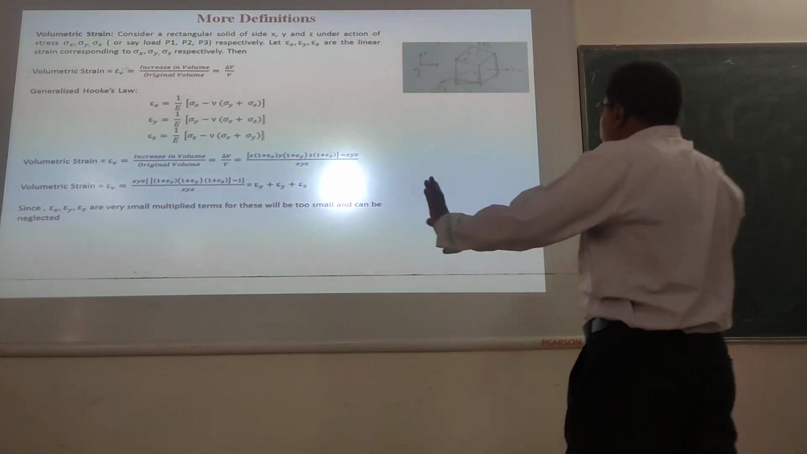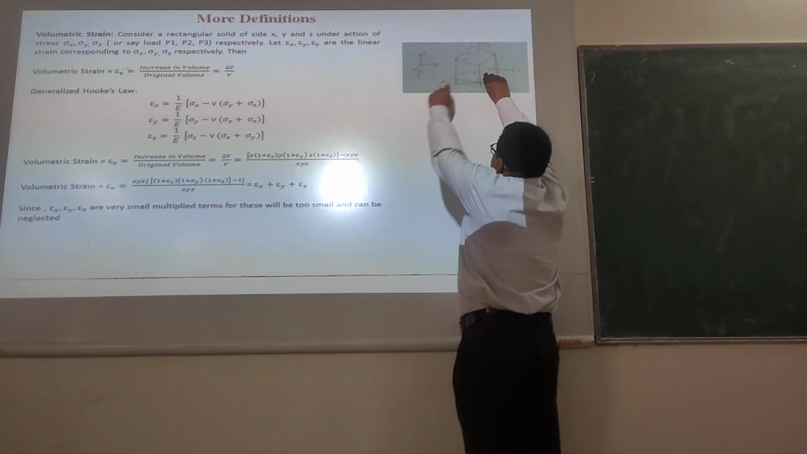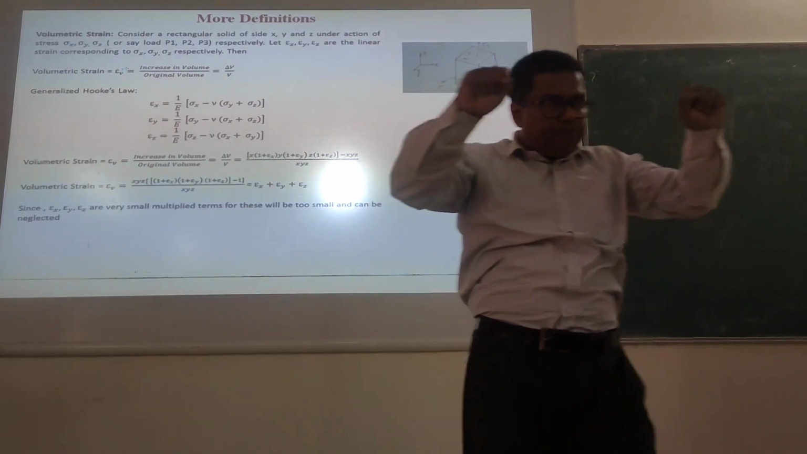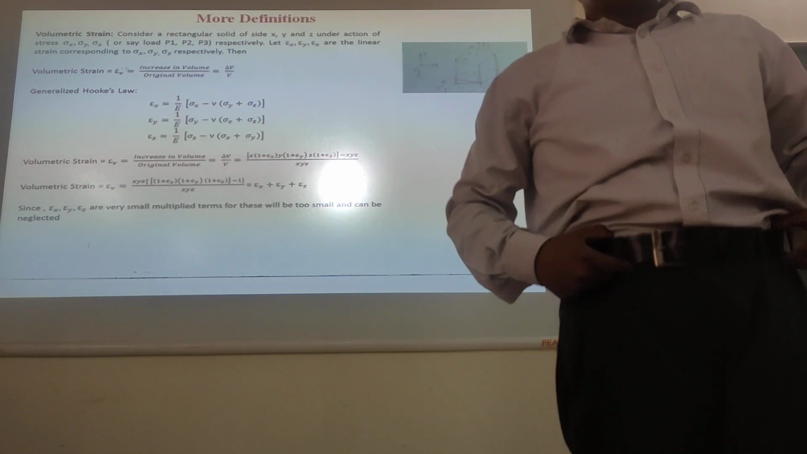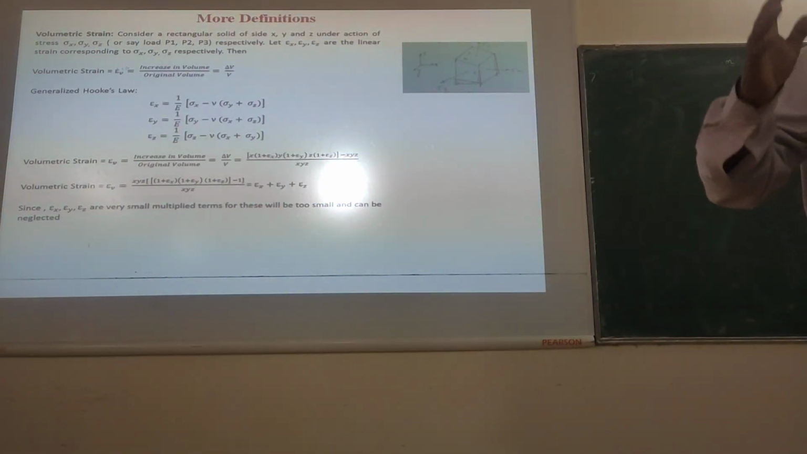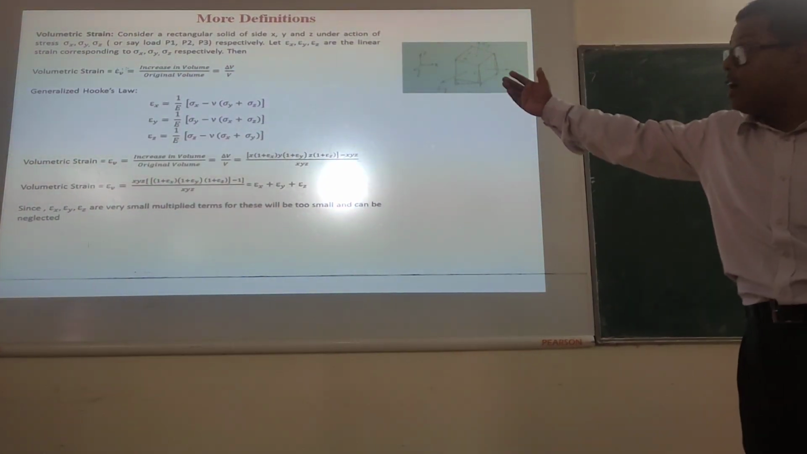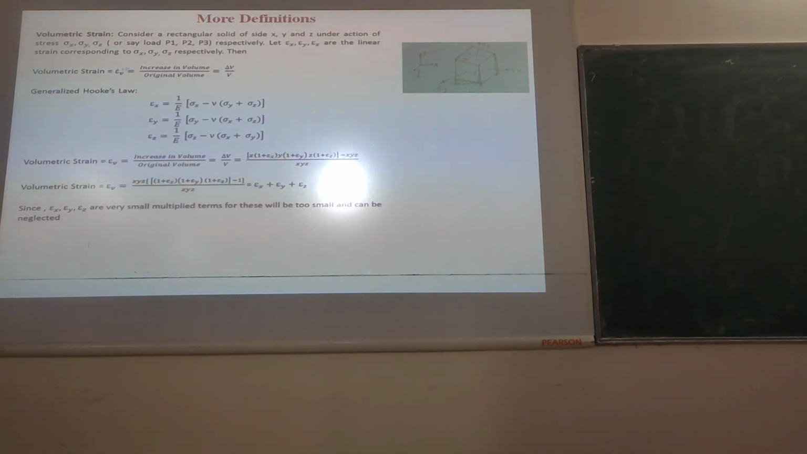Let's see. Suppose I put sigma X as a pull, and I say that sigma Y and sigma Z are compressive stresses. Then how does the generalized Hooke's law change? What change will come? Sigma X I am putting with a pull, and sigma Y and sigma Z I am compressing. I am giving a compressive stress. What will change in the general form?